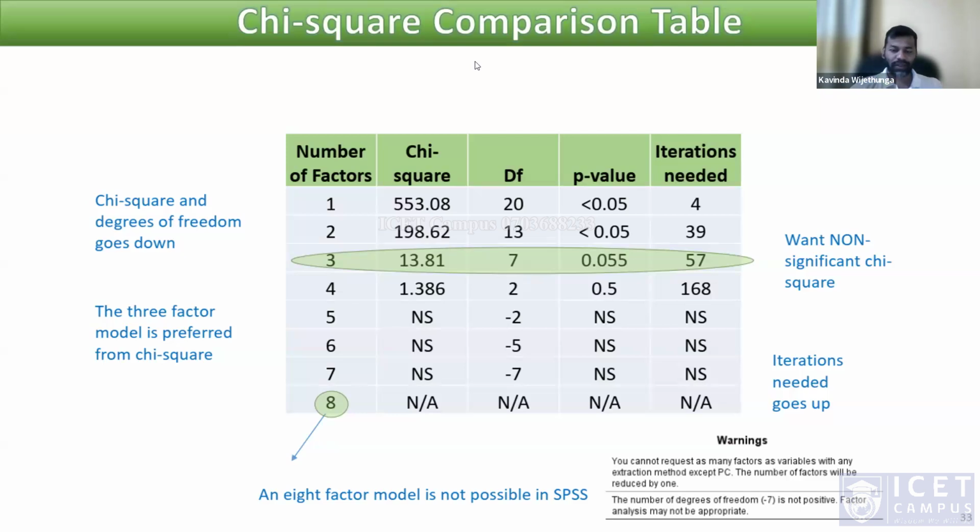Right. Sometimes we can see this warning in SPSS, right? You cannot request as many factors as variables in any extraction method except principal component. The number of factors will be reduced by 1. If the degrees of freedom is -7, not positive, factor analysis may not be appropriate. So sometimes you can see this. That is the output.